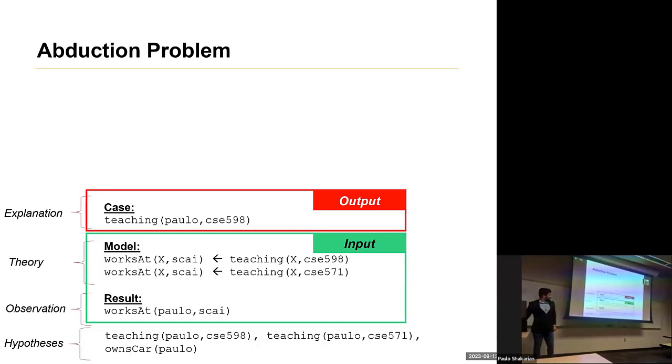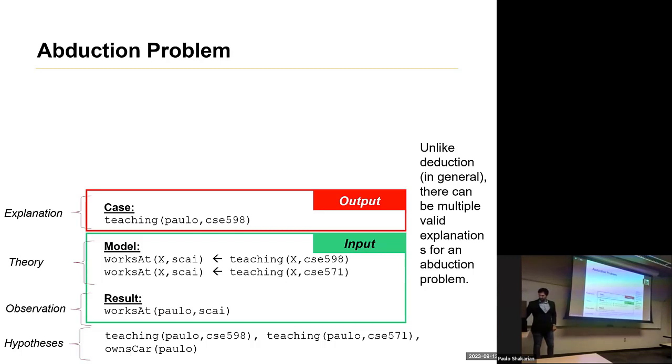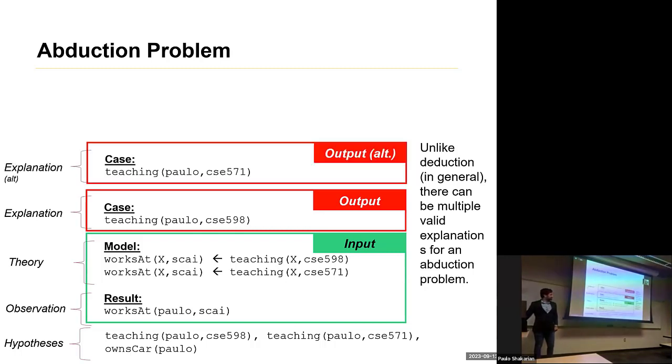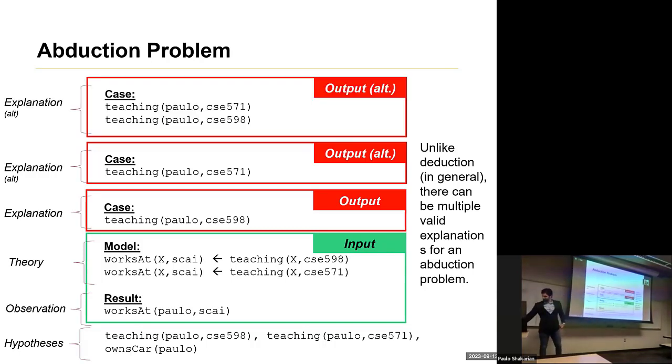Now, given all that, we could have multiple solutions. So here, based on the same input, I can also conclude I'm teaching CSE 571. Okay, there's no other information there. There's another explanation. I can be teaching both. Okay, that's still a valid explanation. And so this raises a big question. How do we decide which one to pick?